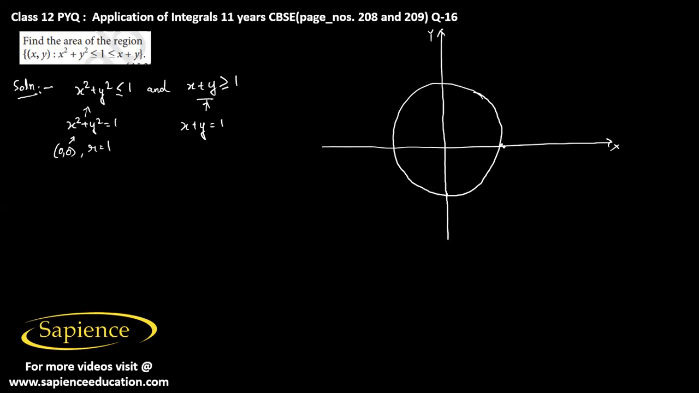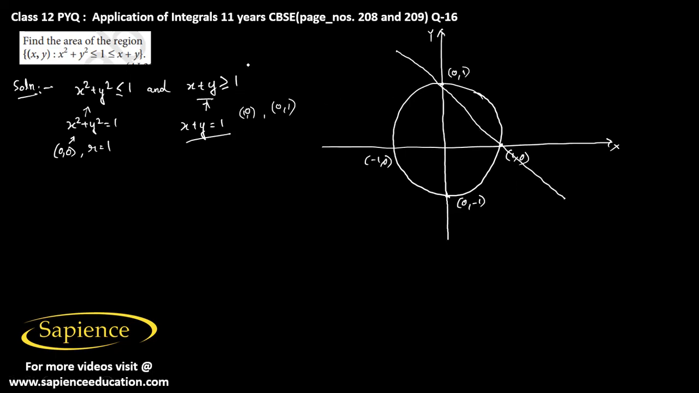Now it will intersect the x-axis at (1, 0) and at (-1, 0). And it will intersect the y-axis at (0, 1) and at (0, -1). So x plus y equals 1, this is a straight line that will also intersect the x-axis at (1, 0), and it will intersect the y-axis at (0, 1). So the straight line is somewhat like this.